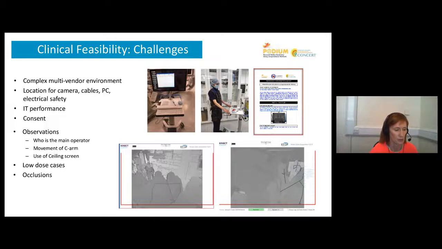James, it most definitely is a complex multi-vendor environment. So it was hard to find the best location for the camera, the cables, the PC. We had to make sure our electrical safety and all of the installation was okay. The IT performance on the PC, just making sure it was capable of dealing with very large files and large video tracking files.